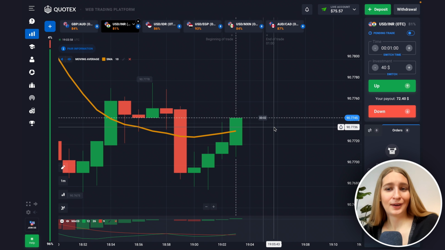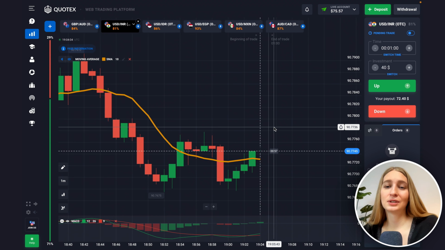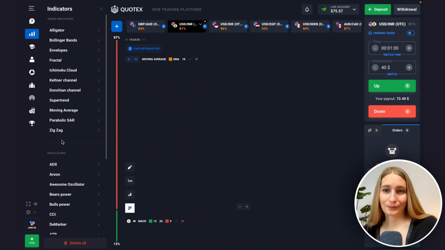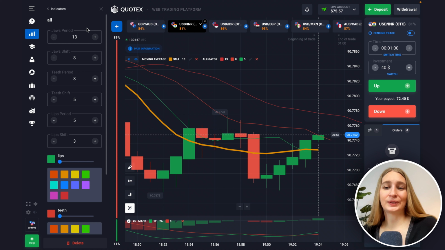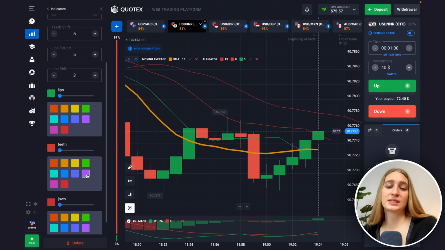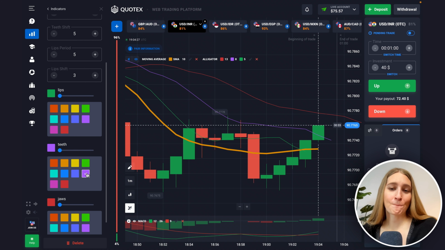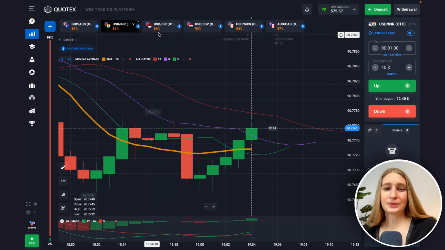You know what? I really want to add more indicators. I really do. Let's see what I can have. So for example, add the alligator indicator. I will color it in purple so I can see it more clearly. And yep. Let's go and see what I can do here. Let's go to, of course, the third currency pair.